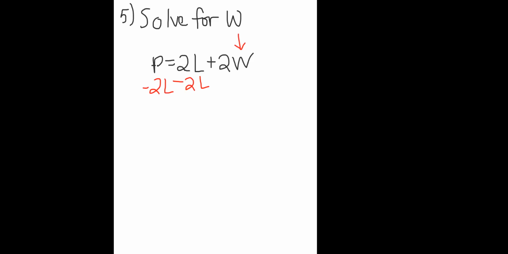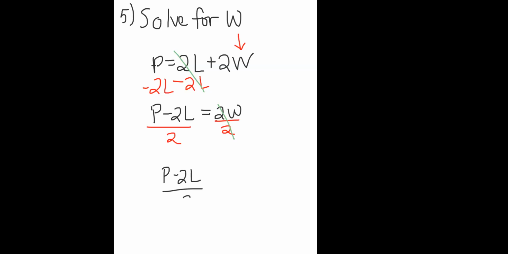So those 2L's cancel out, and we get P minus 2L equals 2W. Now we can divide both sides by 2. The 2's cancel, and you're left with (P minus 2L) over 2 equals W.